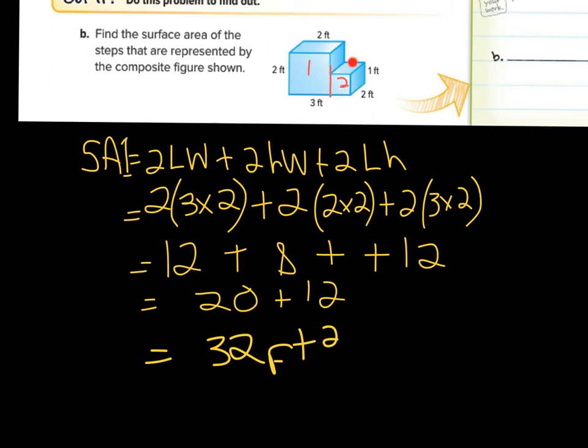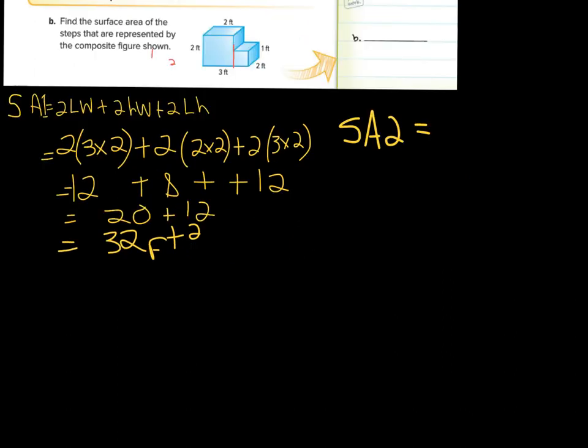Now we have to solve for the surface area of the second one. This one right here, right? So we have our surface area of the second shape. And again, we follow the same formula: 2 length times width plus 2 height times width plus 2 length times height, right? Because there's 2 of them in this shape. There's 2 of these, one on this side and one on the other. The front and the back, and the top and the bottom also have the same area. So we go ahead and write that formula down.